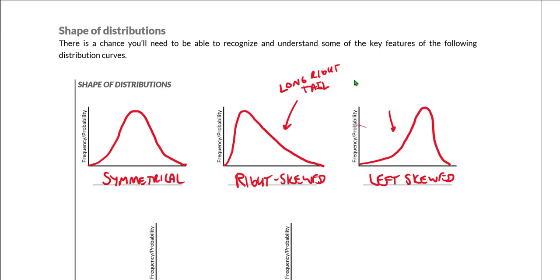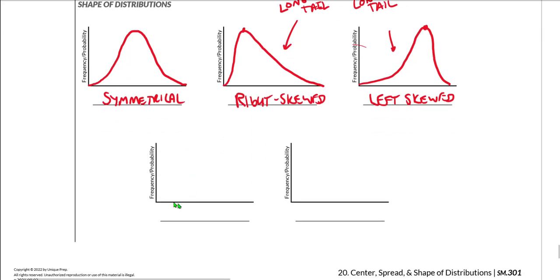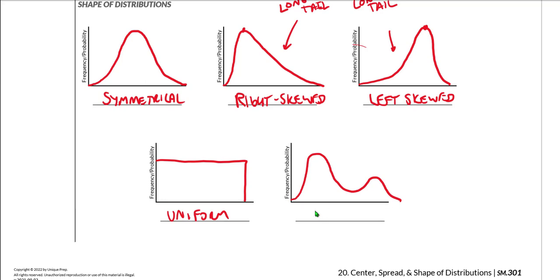And then this one has a long left tail. So again, it's where the tail is relative to the hump. If the tail is on the right, that's right skewed. If the tail is on the left, that's left skewed. We can also have a uniform distribution, which would basically be a big block like that. So that's uniform. And one that you probably won't see on the test, although we did see something that looked like this on that dot plot. You might see something like that, which we would call bimodal.